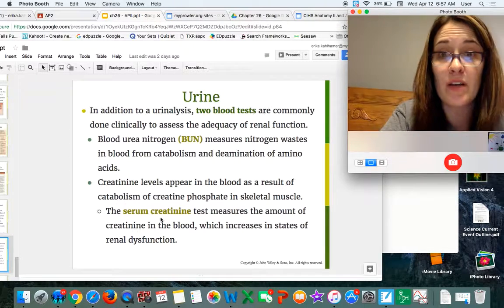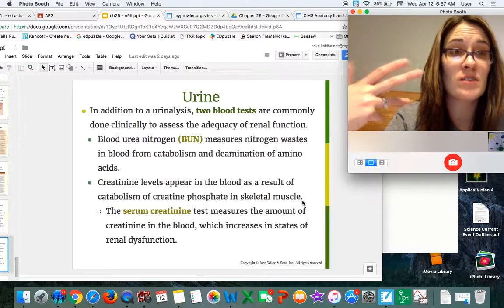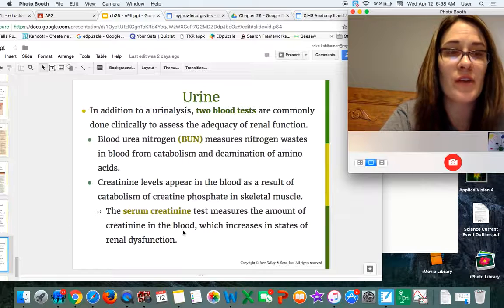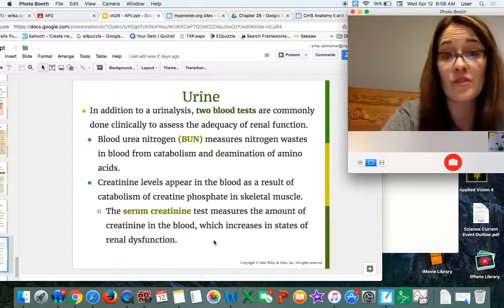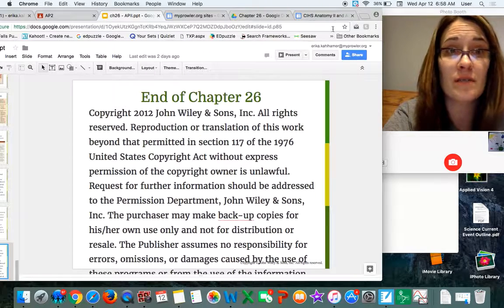Creatinine levels appear in the blood as creatine phosphate in your muscle is catabolized or broken down. So that measures the amount of creatinine in the blood. If you have too much, that means the kidneys aren't doing their job, renal dysfunction.